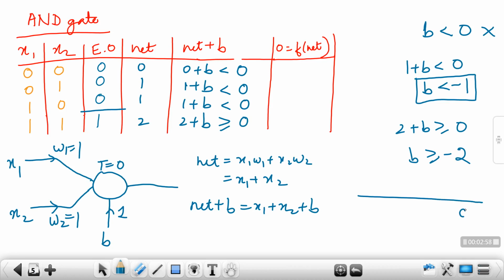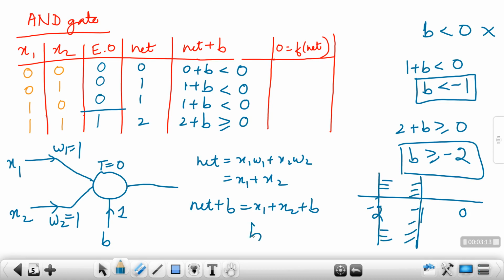So if at all we draw the line, it is 0, minus 1 and minus 2. So b should be greater than or equal to minus 2, this side, and b should be less than minus 1, this side. So I select the value of b equal to minus 1.5. You can select minus 1.7, minus 1.2, anything you can select. So the value of b will be minus 1.5. And here you will get the output O. So what we have designed is an AND gate, and this output will be 0, 0, 0, 1.